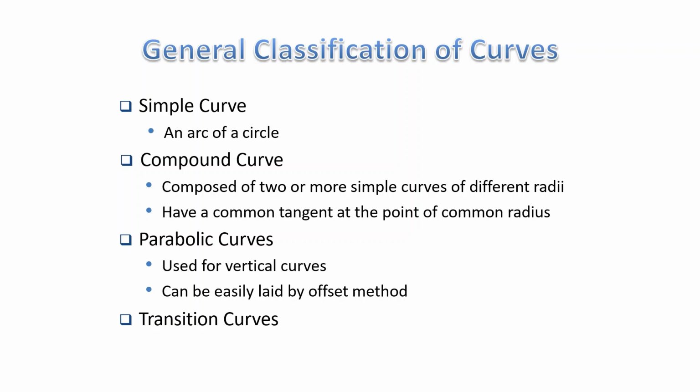The different types of curves, or general classification of curves, include a simple curve, which is an arc of a circle. There can be a compound curve, which is composed of two or more simple curves joined. They may be of different radius. Then there can be a parabolic curve, mainly used in the case of vertical curves. Its advantage is that it can be easily laid by the offset method. And another one is a transition curve, which acts as a transition between the straight track and the circular portion.